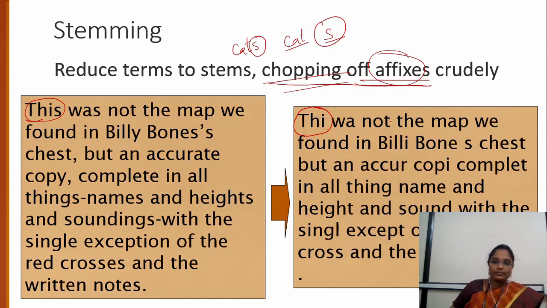Similarly, "was" has its s chopped off and becomes wa. And the word we found in Billy Bones's chest, because of this apostrophe, the s is chopped off and the apostrophe is removed, and it becomes two different tokens.